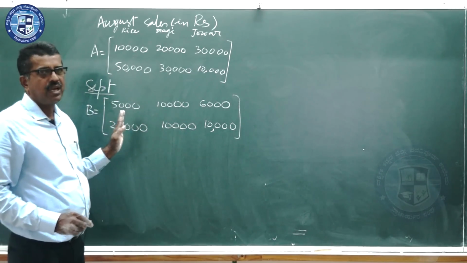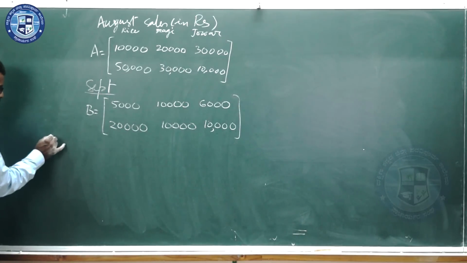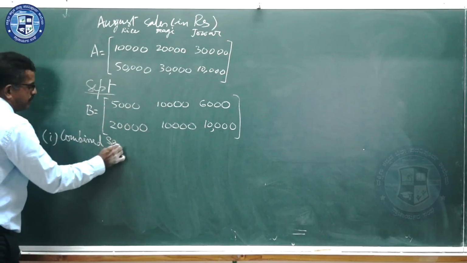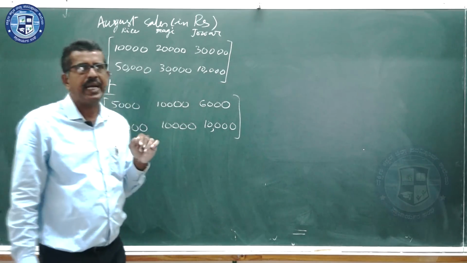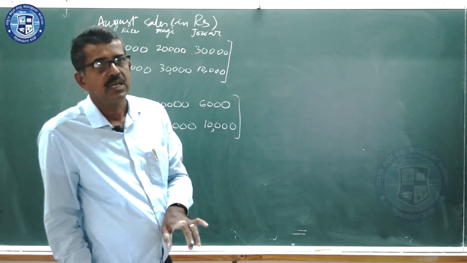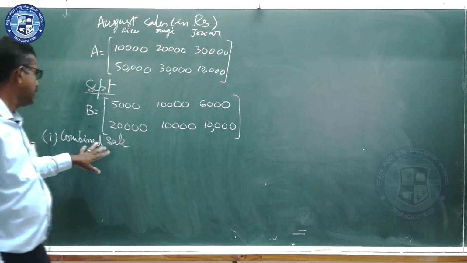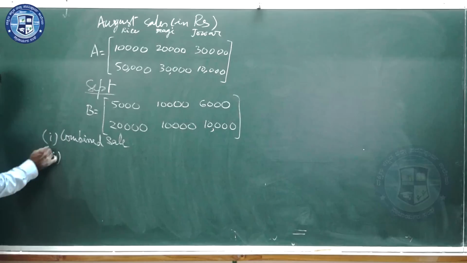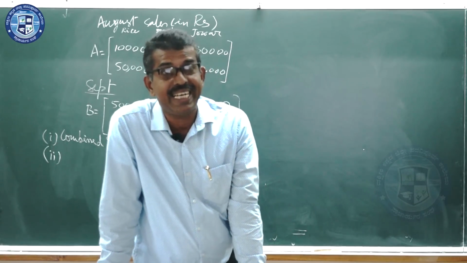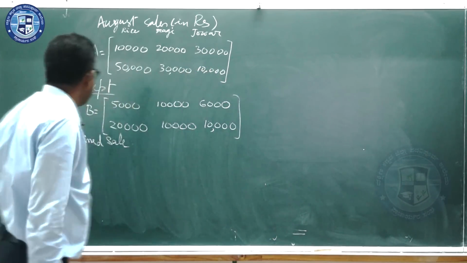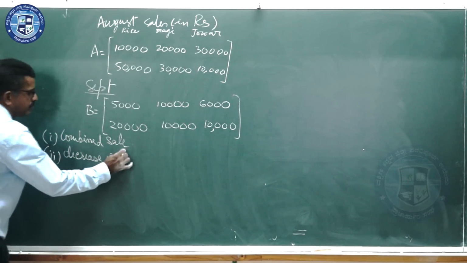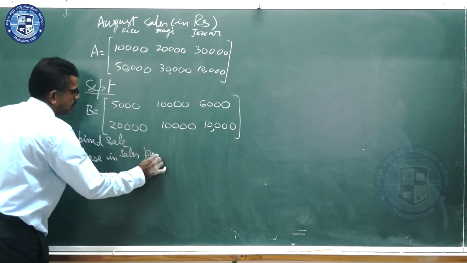Now the question which is asked: find the combined sales. Very first question, I don't write completely. Find the combined sales in August and September by each farmer in each variety. So that is the first question. Second question, related to difference of matrices: find the decrease in sales from August to September.